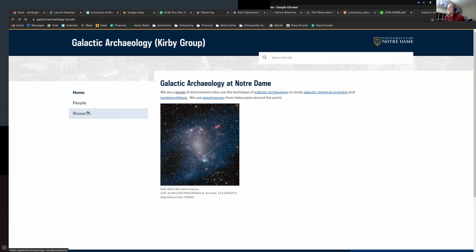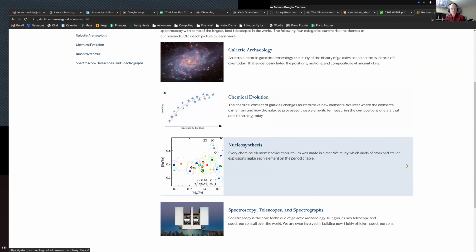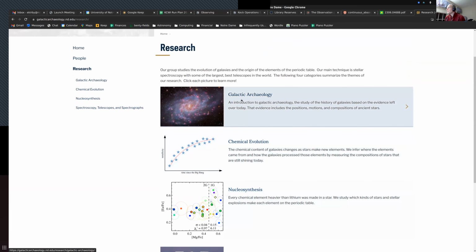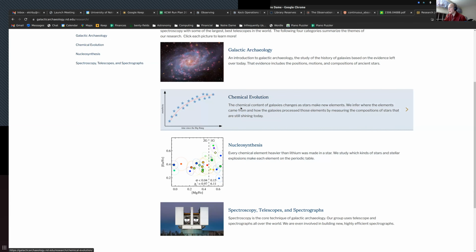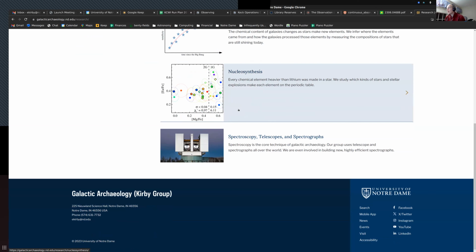And if you click on research, I've written a little bit about the different aspects of the things that we do with the Keck telescopes. We can learn about what I mean when I say galactic archaeology, about chemical evolution, or how galaxies change their elements. You can learn about nucleosynthesis, or about how stars make the elements of the periodic table. And you can also learn about how we collect the data, which telescopes my group uses and which spectrographs in those telescopes. Eric, you asked about saturation and pixel bleed.